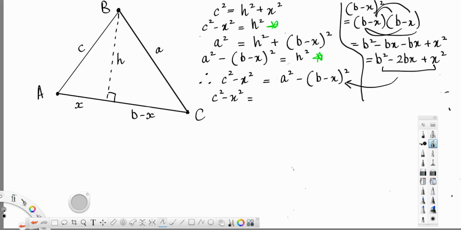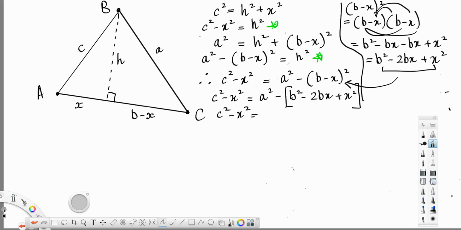Same thing on the left, equals a squared minus, and then in brackets here, I'm going to replace all of that b minus x squared with what we've got over here, this expansion. B squared minus 2bx plus x squared. Okay, so that's looking pretty horrible. Let's keep going, and we'll try and get rid of those brackets.